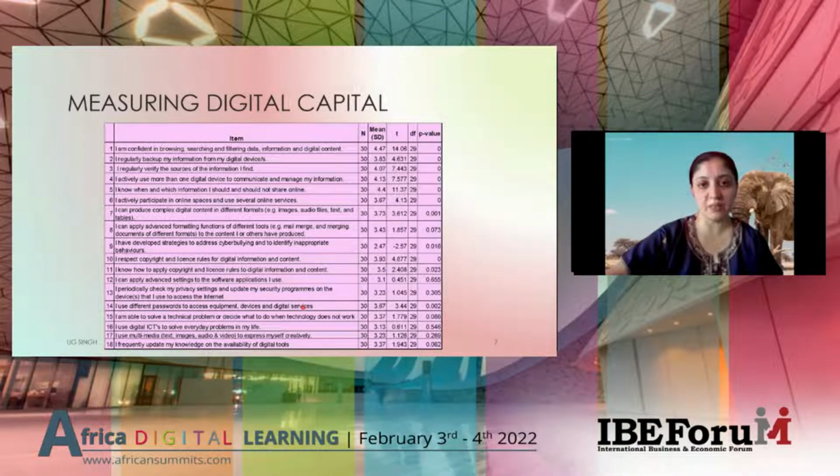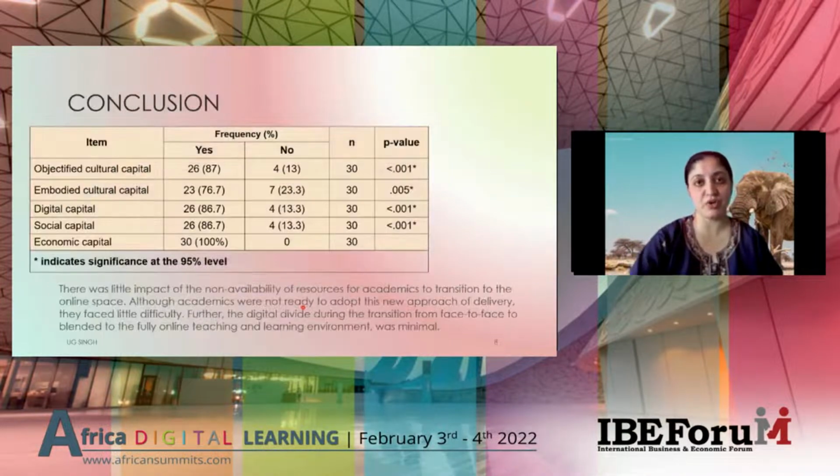So in the final slide, which I'm going to show to you about the academic results, in our study, besides digital capital, we also looked at cultural capital, both objectified and embodied. We looked at social capital and economic capital. Unfortunately, I don't have time to go through each of these and how these were established in the study. But all I can say from our study is that the large majority of the academics indicated that they did possess digital capital.